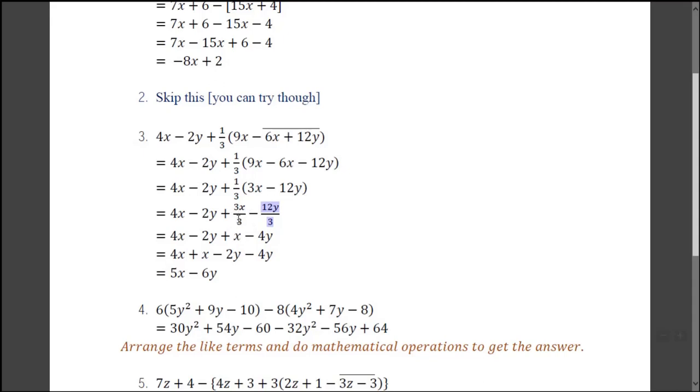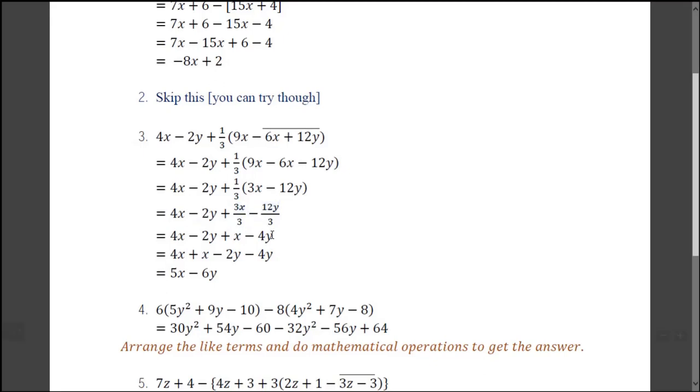So 3 and 3, when 3 will divide 3x, it will be only x, because 3 ones are 3, isn't it? So 3 will divide 12y for 4 times, so 3 fours are 12. You can simply do the calculation out here also. So it will remain x and 4y out here. You can skip this section if you understand this operation.